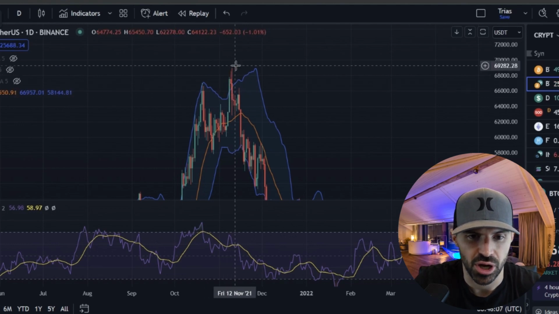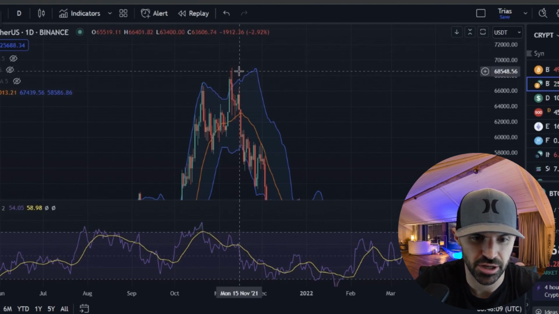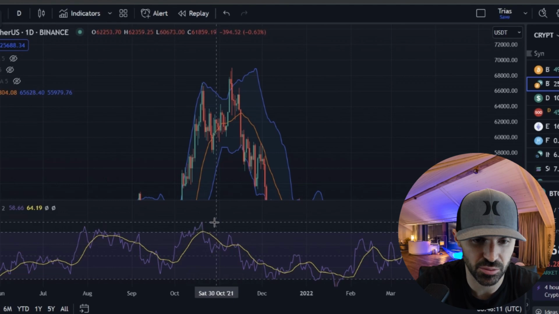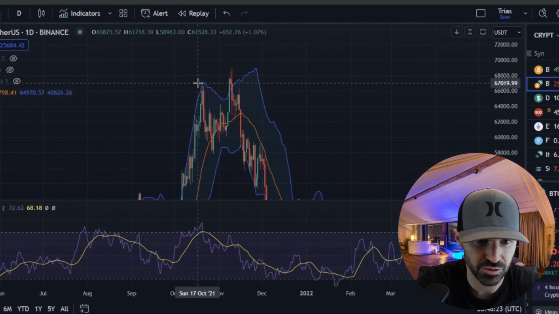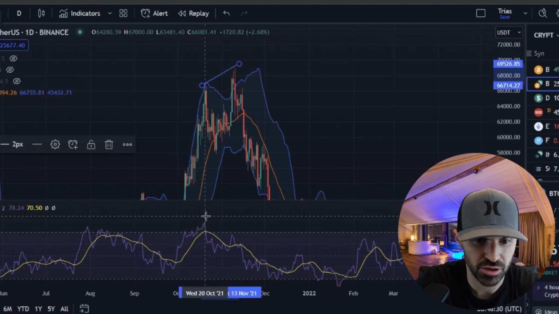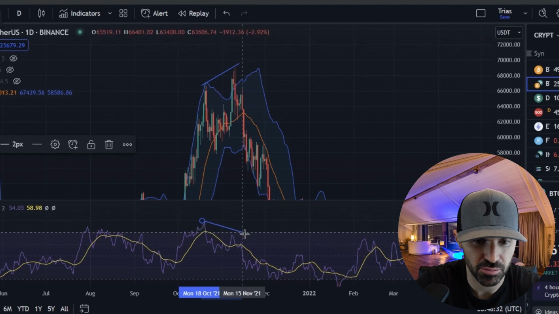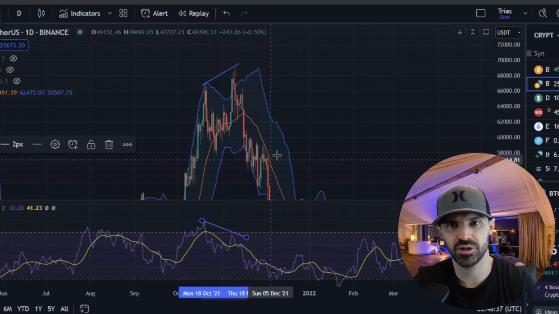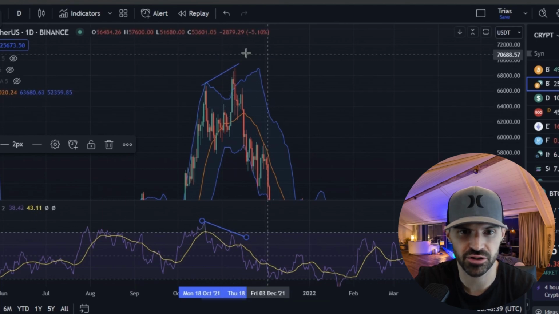So as you can see here, price action broke out through the top Bollinger band, and you can see here it was overbought. So it did break out through the RSI. I'm just going to draw a line, but down here on the indicator, it made a lower high. Now I went over this again in the previous video. This is what you call bearish divergence.